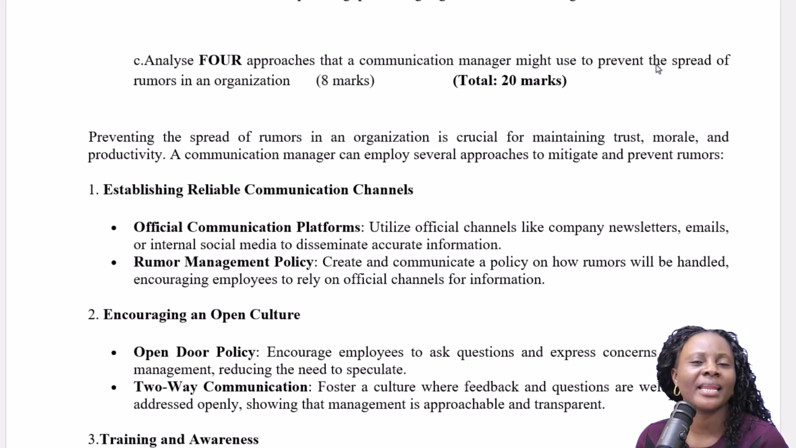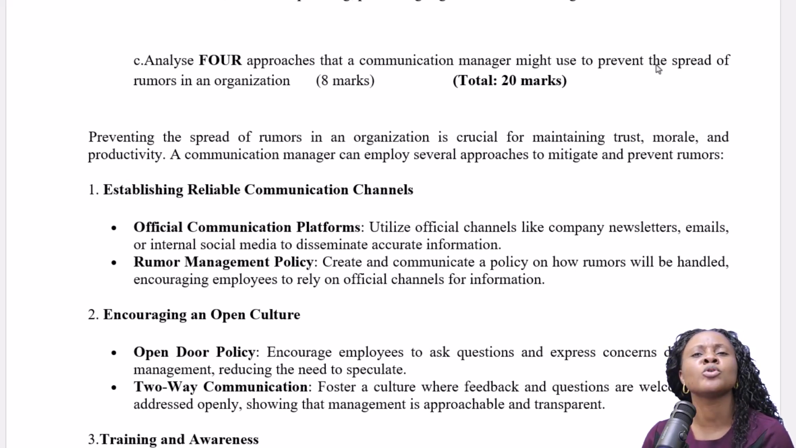What will the manager do? If you're a manager, assume you're the manager and people are on your neck, they want you to prevent the habit of rumor mongering within the organization. What are some of the strategies you will put in place to ensure that such habits are not realized in the organization? First of all, establish reliable communication channels.